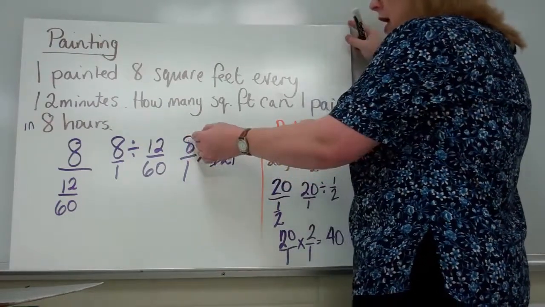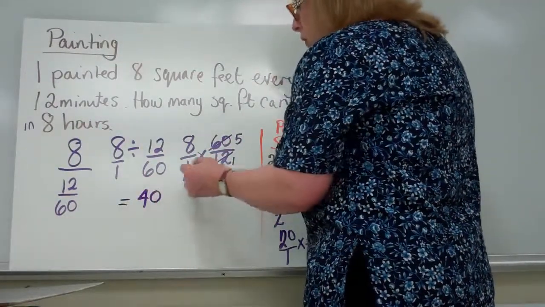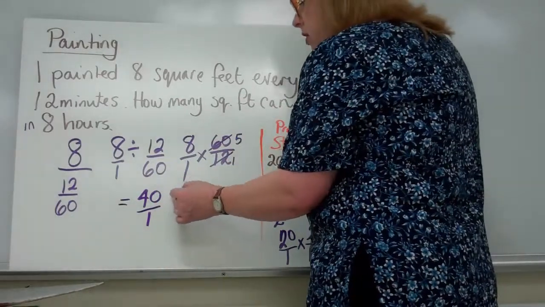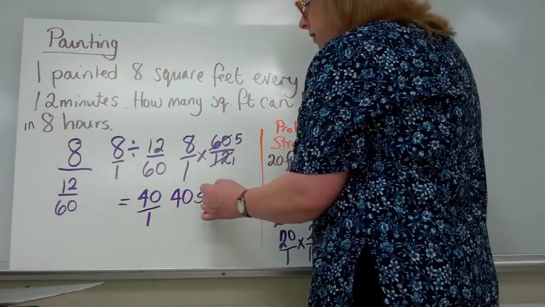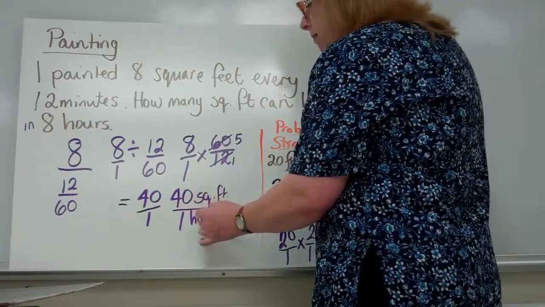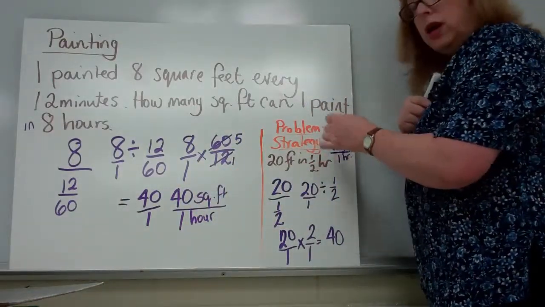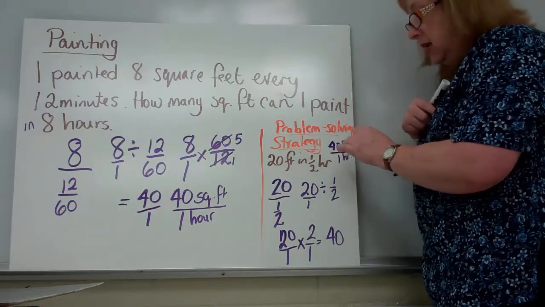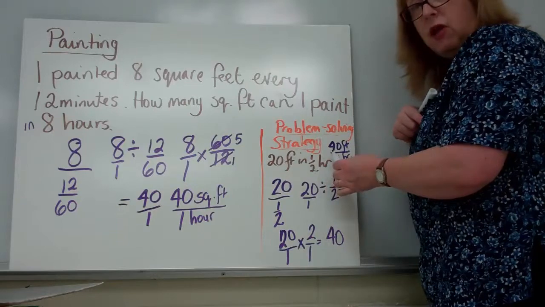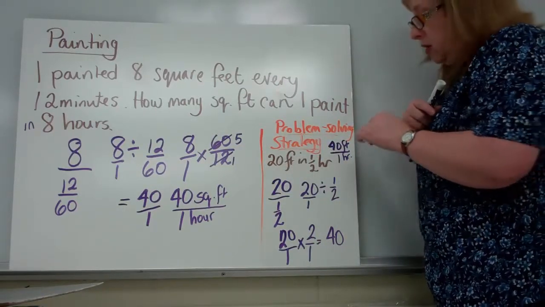Now, 8 times 5 is 40. 1 times 1 is 1. So here, my 40 square feet goes over 1 hour. Now, it is purely coincidental that this turns out. I wasn't trying to find the answer here. This was a simpler question I used because I used half an hour, because I knew I could double what I did in half an hour to make it an hour. So this is a coincidence.